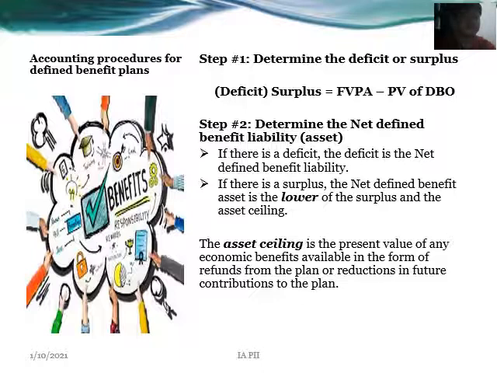So, let's repeat. I just want to emphasize, if the FVPA is less than the PV of DBO, then we have a deficit. But if the FVPA is greater than the present value of the defined benefit obligation, then we will have a surplus.